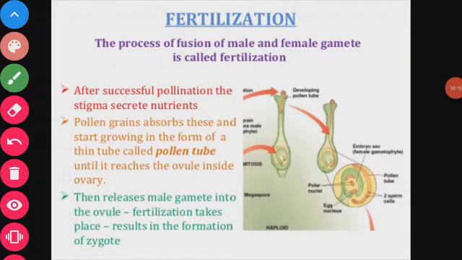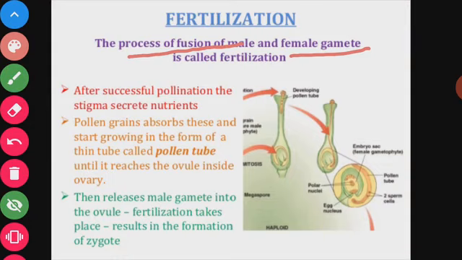Now, when pollination takes place, the other step for seed formation in flowering plants is fertilization. What is fertilization? The process of fusion of male and female gametes is called fertilization. That is, when the pollen grains fuse with the ovules, it is called fertilization.